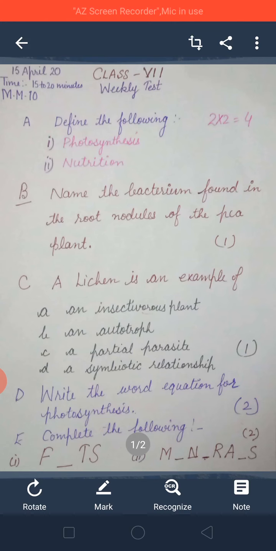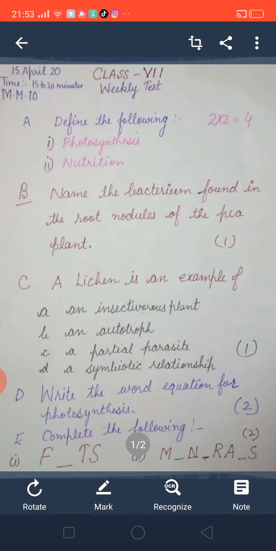But some students write, the process in which green plants make food is called photosynthesis. This child will carry only half mark, because he has not written the necessary requirements which are needed by the plants to form food. So whenever you write the define, you have to write a complete define, including the things required by the green plants to make food. Okay, this is your first define.